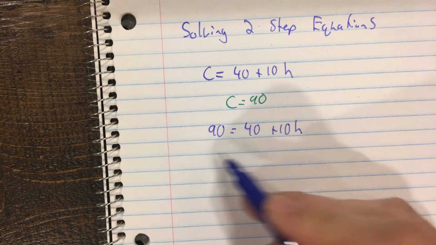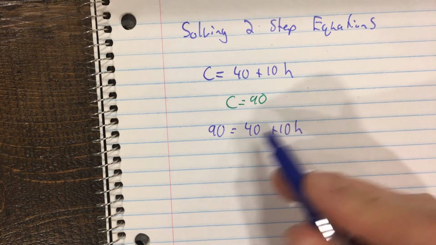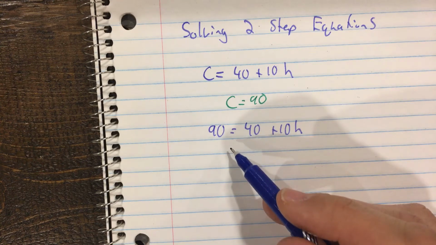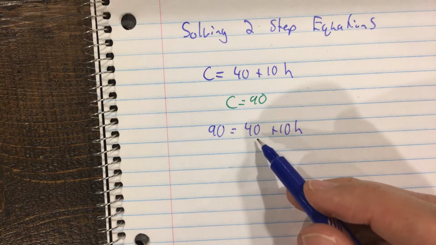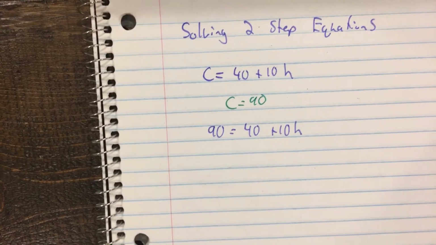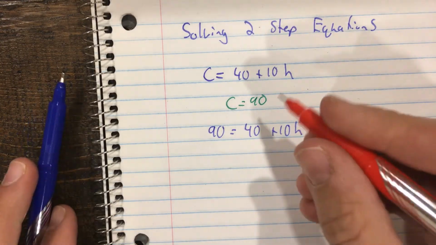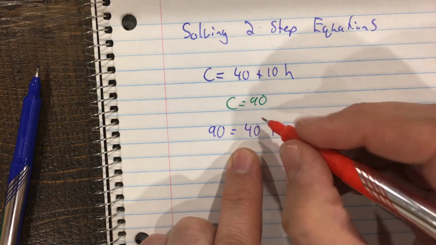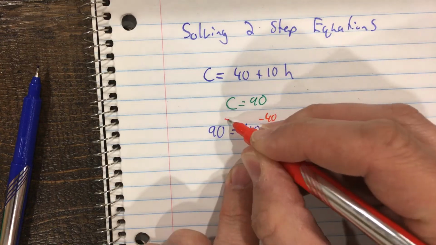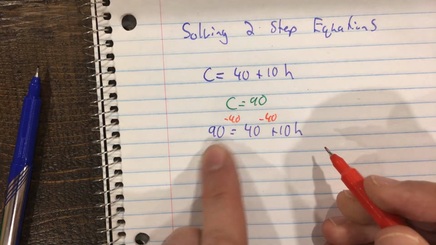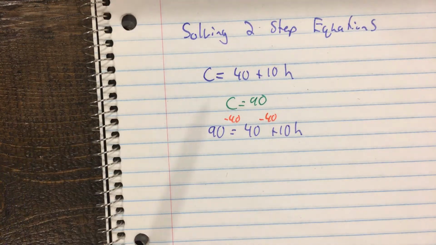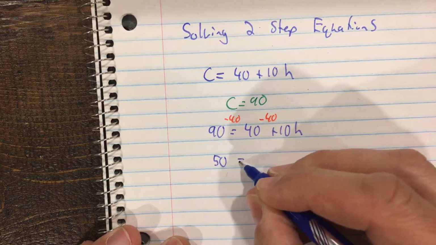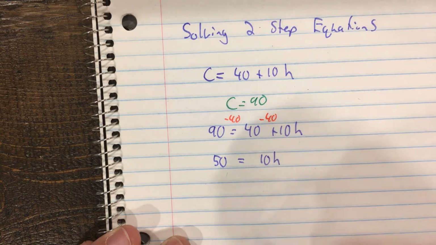So we're going to undo this equation starting with the furthest from the variable. The furthest number on the same side of the equal sign is the 40. So the 40 we need to get rid of first. How do we get rid of a positive 40? Well, we can subtract 40 from each side. And 90 minus 40 leaves 50 equals 10h.